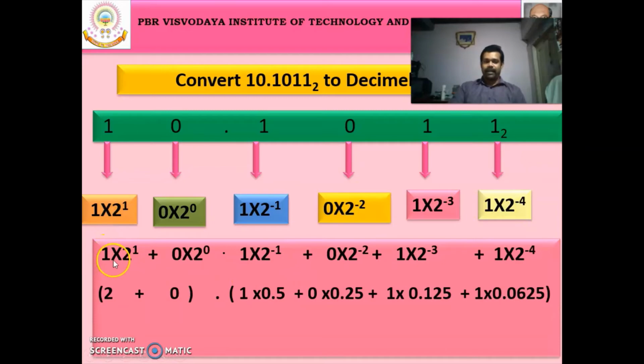So the whole number part is 2 plus 0, and the fraction part: 1 by 2 is 0.5, 1 by 4 is 0.25, 1 by 8 is 0.125, and 1 by 16 is 0.0625. Finally, while adding, you are getting 2.6875 to the base 10.